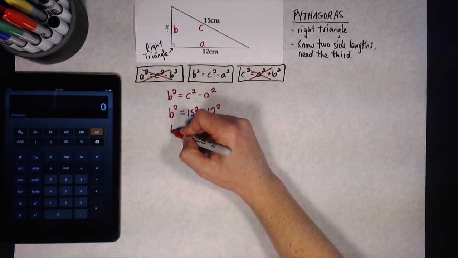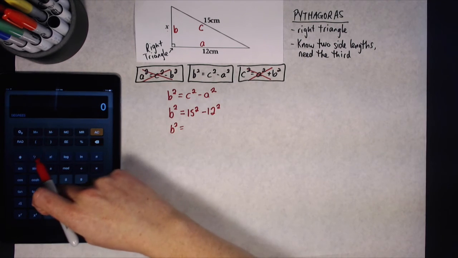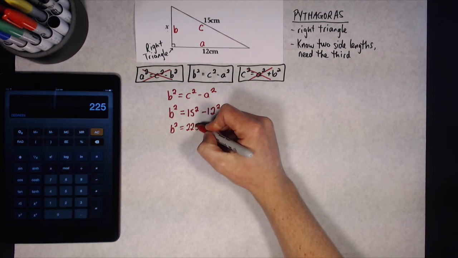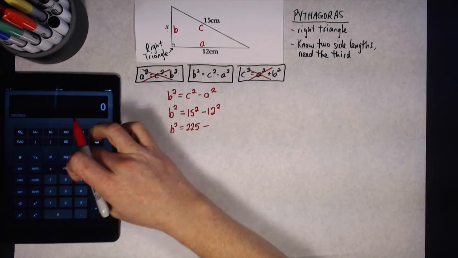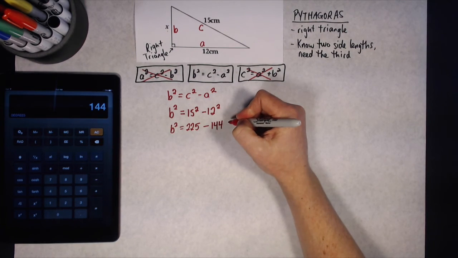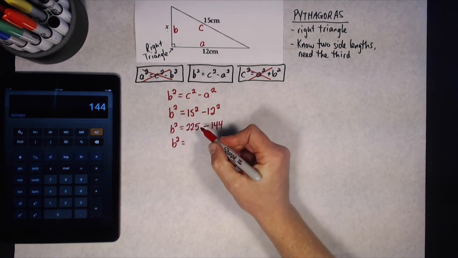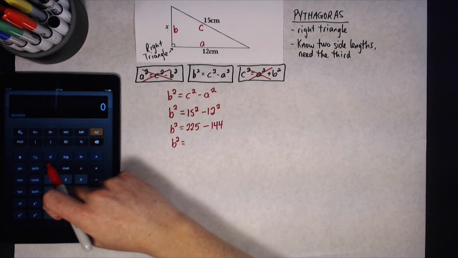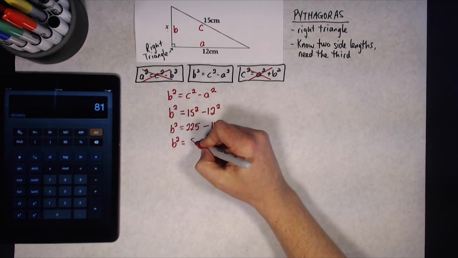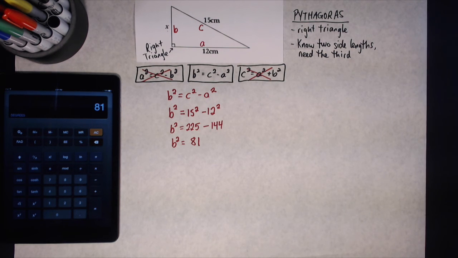Now I can't do anything with the B squared yet, so I'll leave it. 15 squared, I need to apply that exponent, so 15 squared is equal to 225, minus 12 squared, 12 to the power of 2 is 144. Now I'll combine those two values, so B squared is equal to 225 minus 144. That leaves me with 81. And that's the value for B squared, not for B, which is what I'm really looking for.